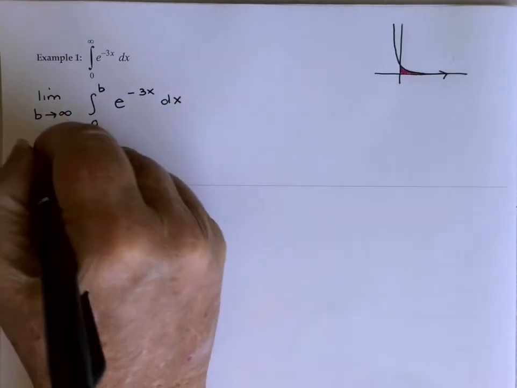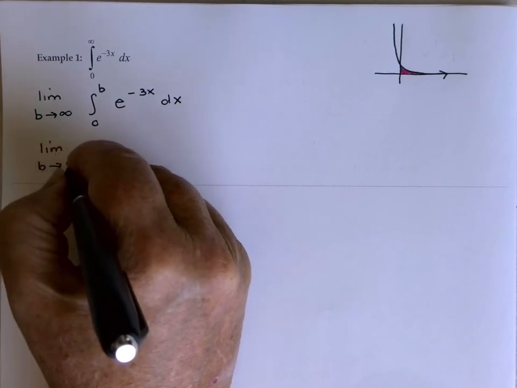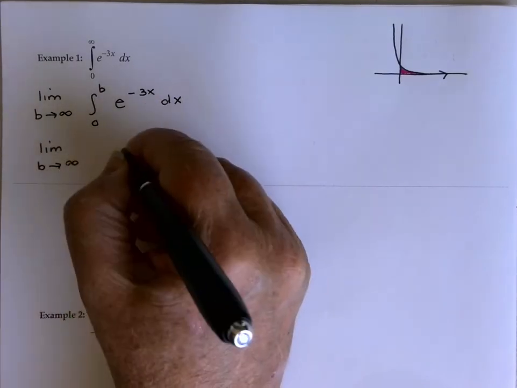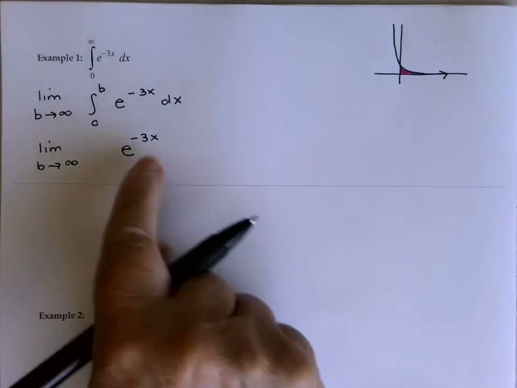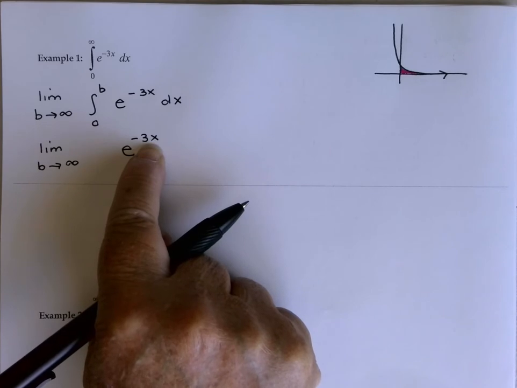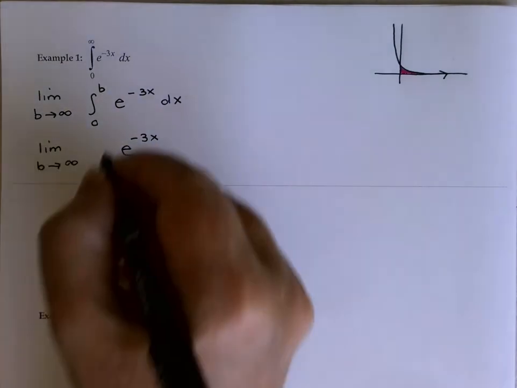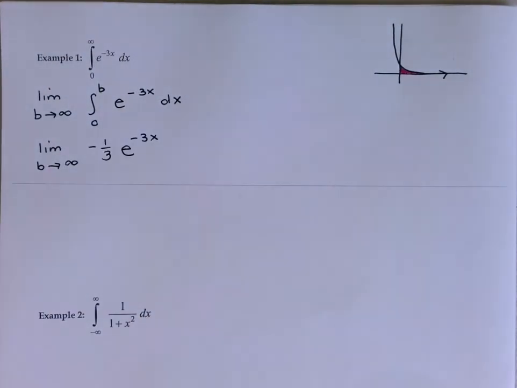All right, so I've got the limit as b goes to infinity, and my antiderivative for e to the negative 3x is itself. Think through that mental U substitution. The derivative would be negative 3. You'd have to divide by the negative 3 to move it to the other side. So you'll end up with a negative 1/3 when you made your du.